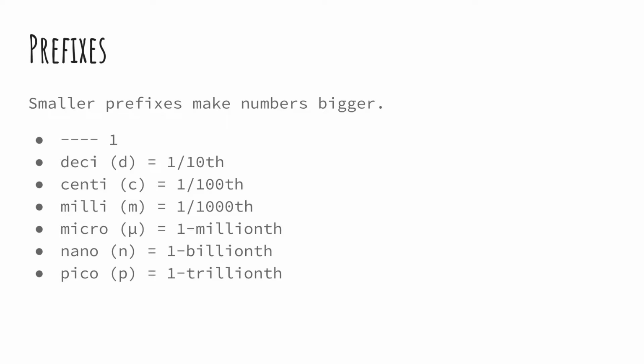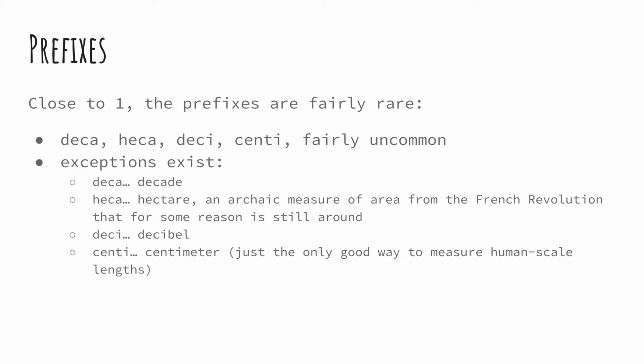Nano, you will have heard of nanotech, of course, 1/1 billionth, and pico, 1/1 trillionth. So, like I said, when you start getting closer to 1, the prefixes become fairly rare. It's just not useful to be able to talk about 10 of something or 1/10 of something for the most part. So deca, hecto, deci, and centi are pretty uncommon.